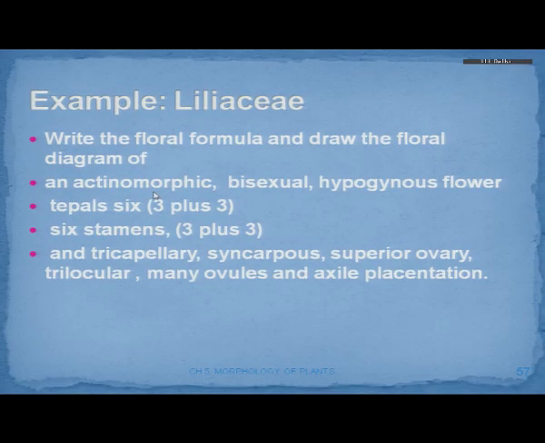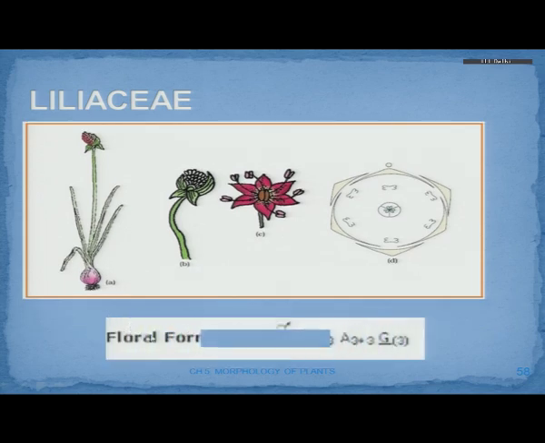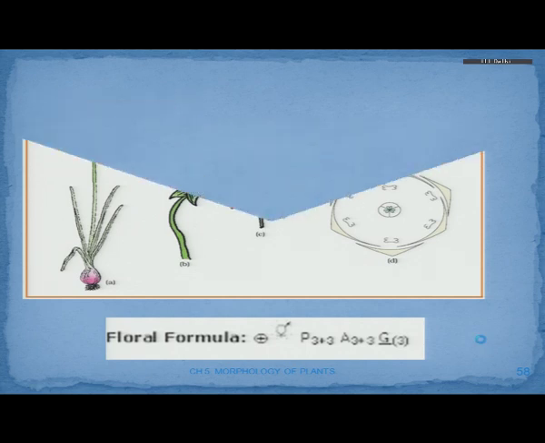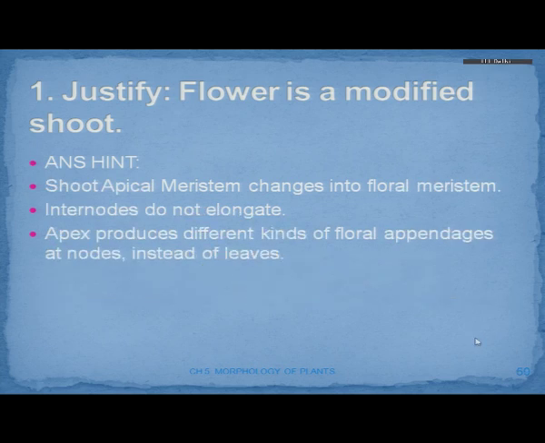Now, Liliaceae family. Here the flower is actinomorphic, bisexual, hypogynous, tepals 3 plus 3, stamens 3 plus 3. Let us see the structure. Yes, this is the floral formula of Liliaceae family. With this, we have finished our chapter, and let us now move on to the exercise questions.